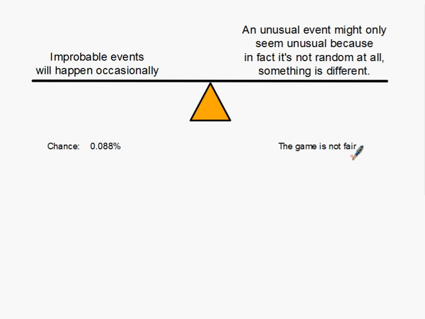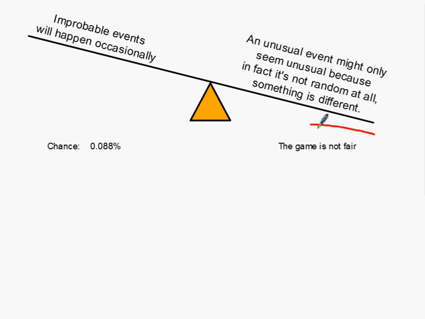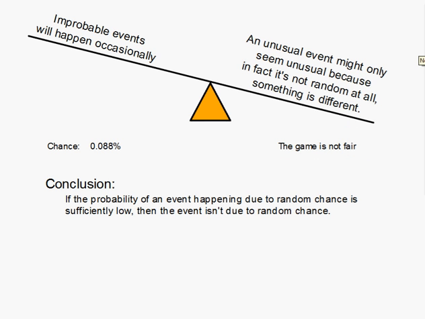Between these two, I think I might choose the game is not fair. This probability of occurrence just seems so low. I'm not buying it. That's just too unlikely. I'm going with the game is not fair. And that judgment is exactly what you do in hypothesis testing. So what we're concluding is that the game wasn't fair. The chance of the random event was sufficiently low that we didn't think that it was due to chance.